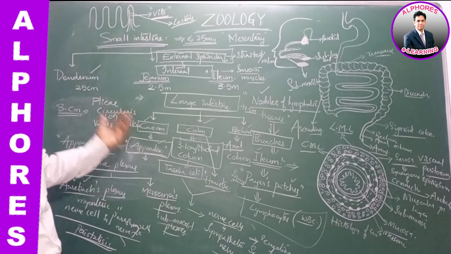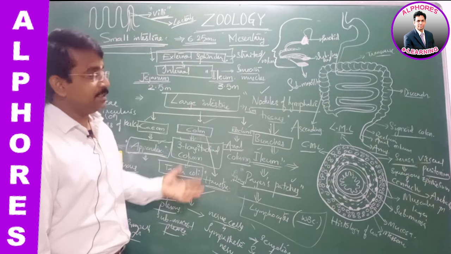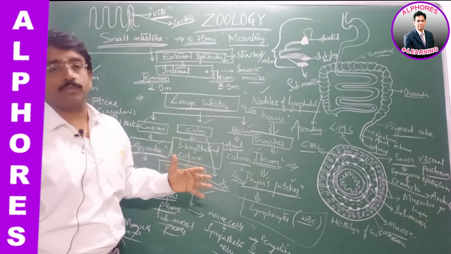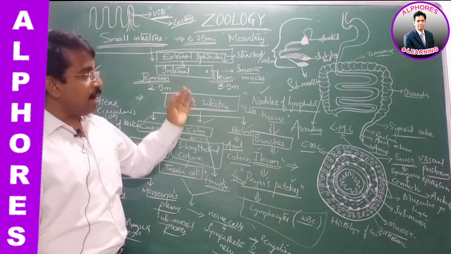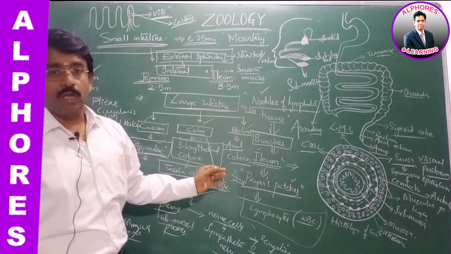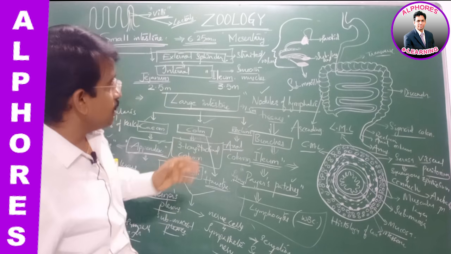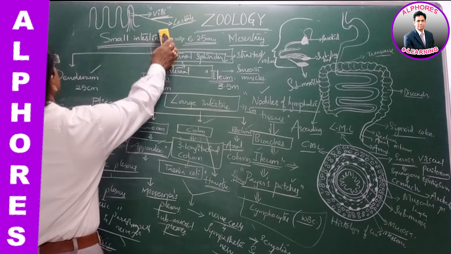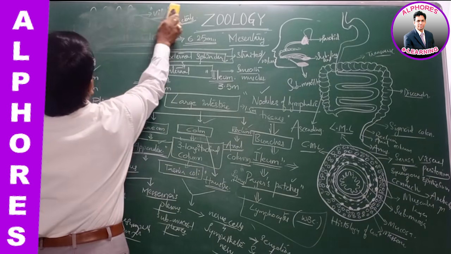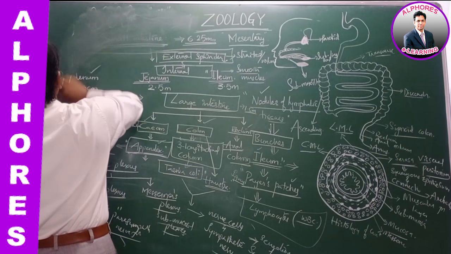Now we move on to the glands. This is the description of the gut and its histology. Now it is the glands. Glands are to be discussed. Glands are secretory in function.